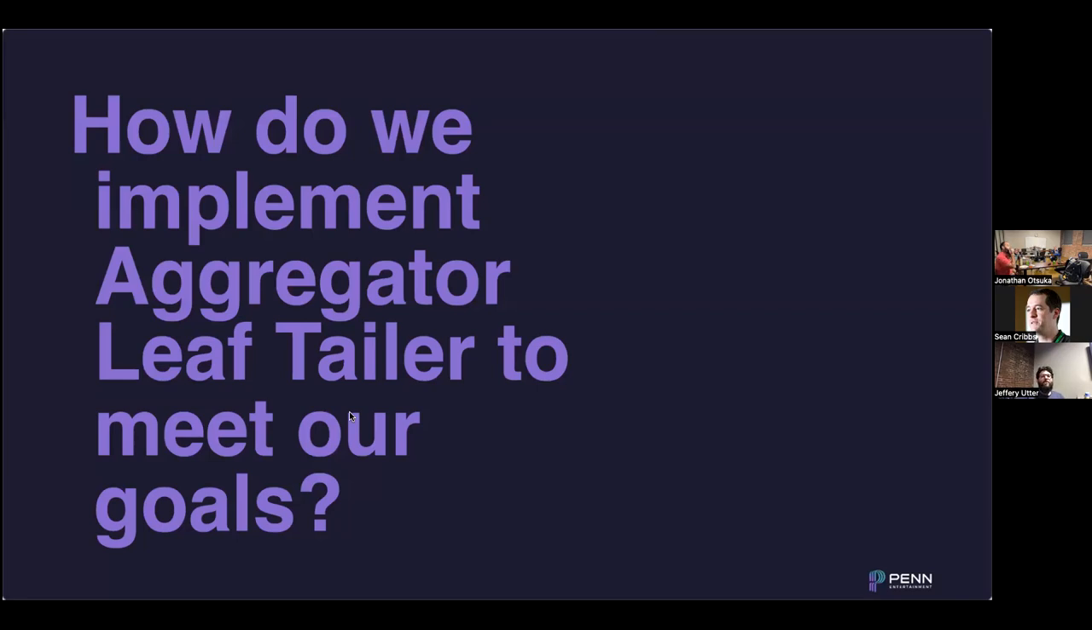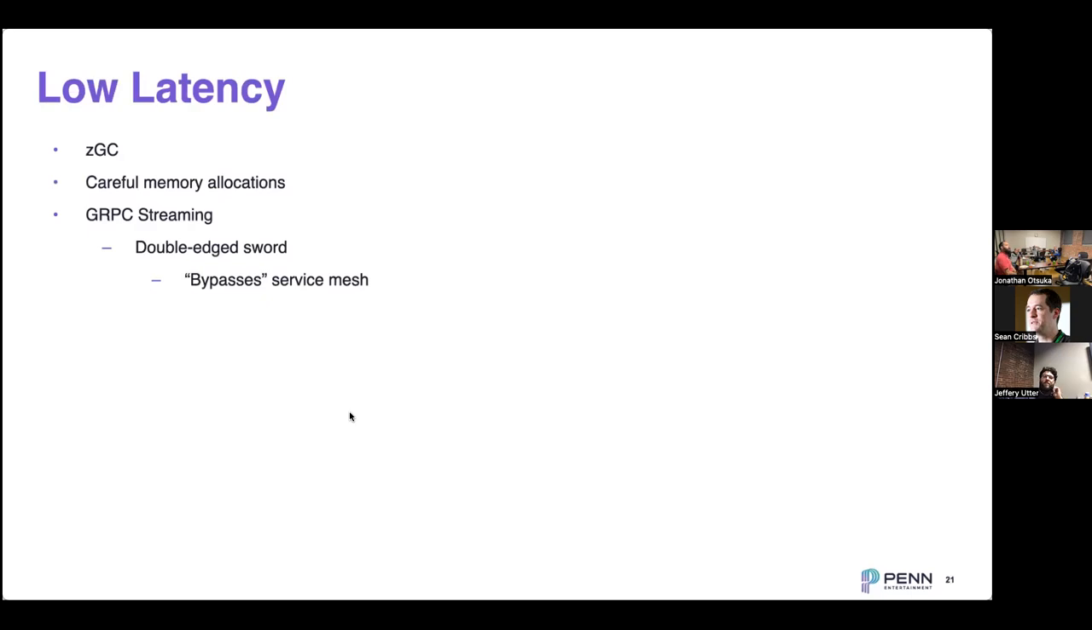So how do we use that pattern to meet our goals? On the low latency front, we're using Java, but we're using ZGC, which is a newer garbage collector that promises sub-millisecond pauses. Because we all know that's a big thing with Java, those garbage collection pauses that can destroy your tail latencies. ZGC seems to solve that. We're also super careful with memory allocations.